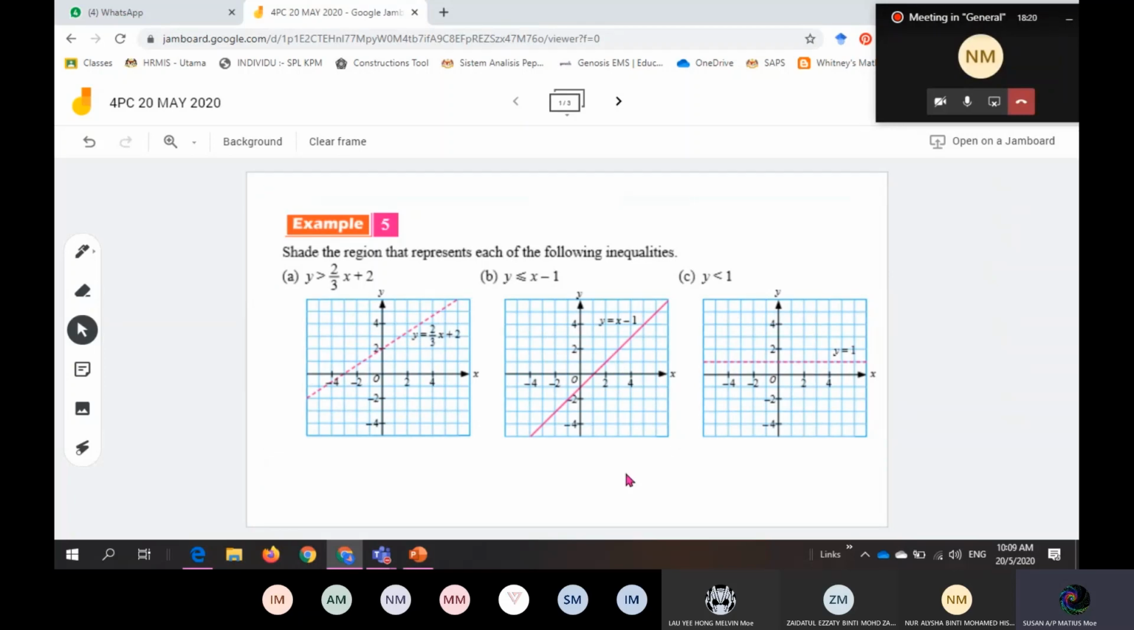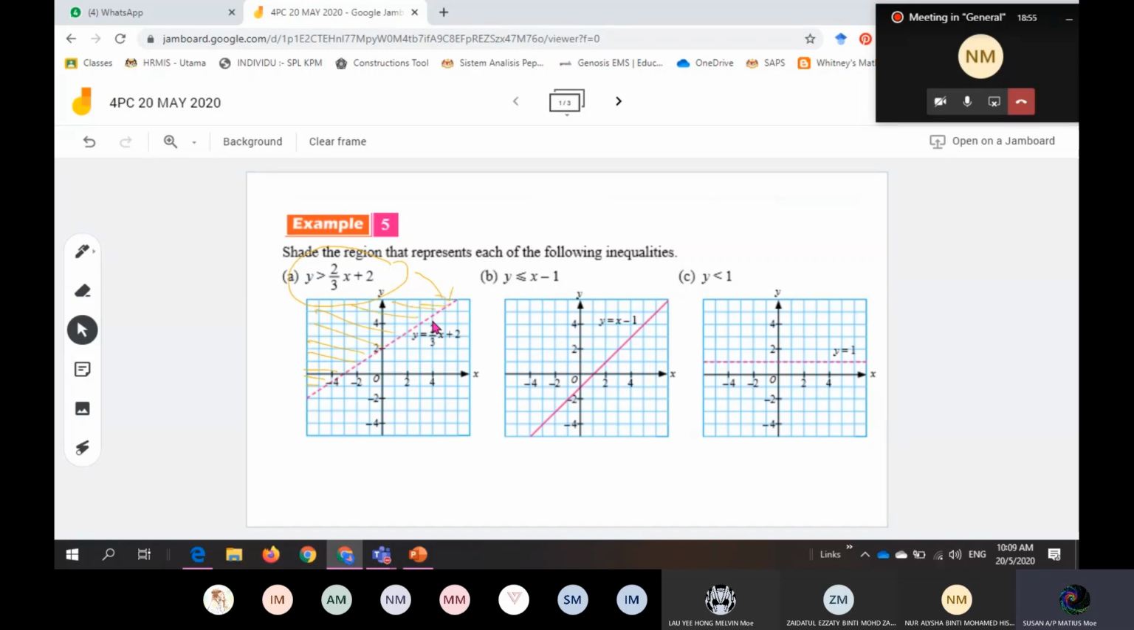Let's look at the symbol first. What symbol do you see here? This is y greater than 2 over 3x plus 2. This line has been indicated as a dash line, because there is no equivalent symbol there. So what is the answer going to be? Greater than. If it's greater than, it will be above. Guys, you can use a color pencil.